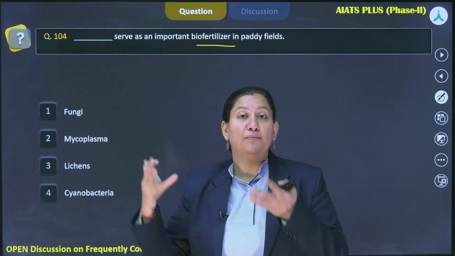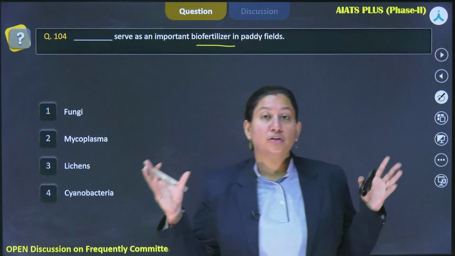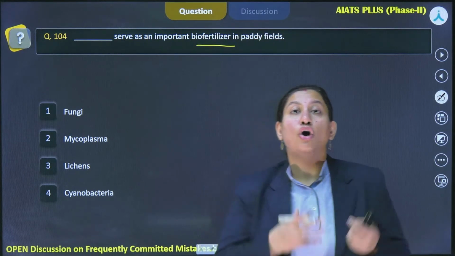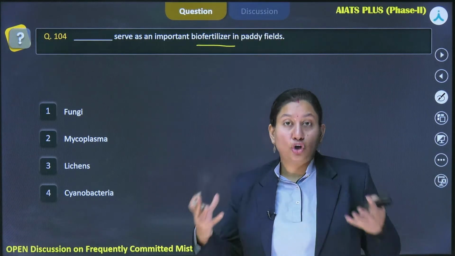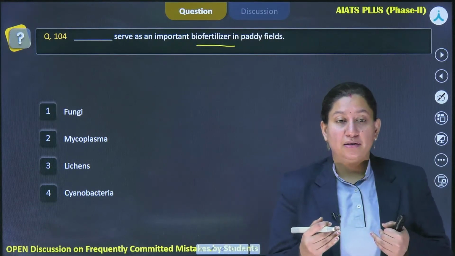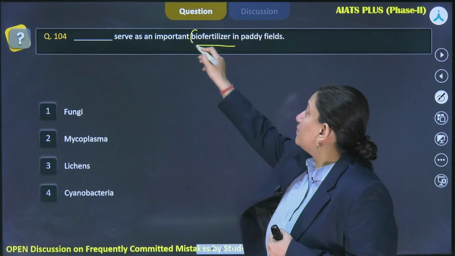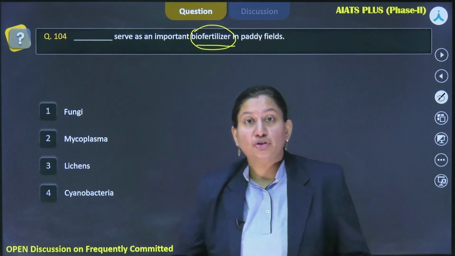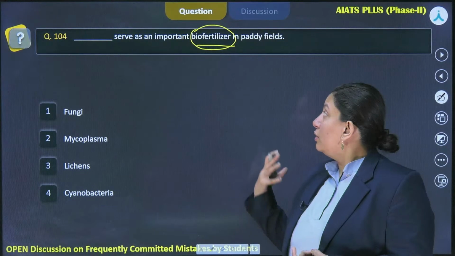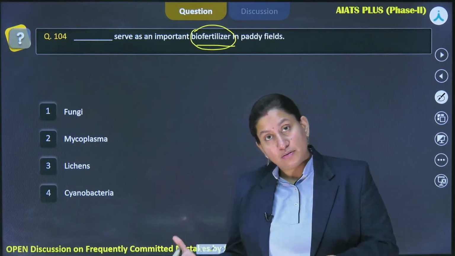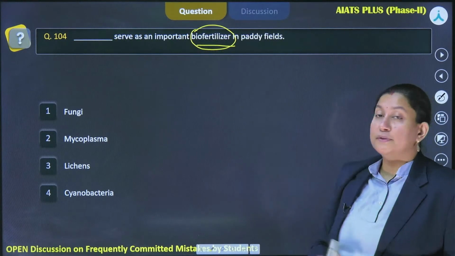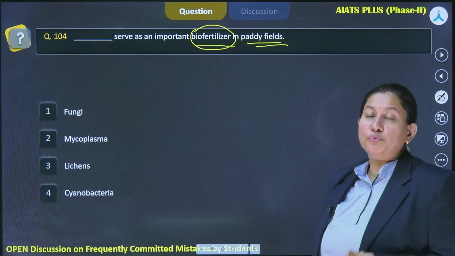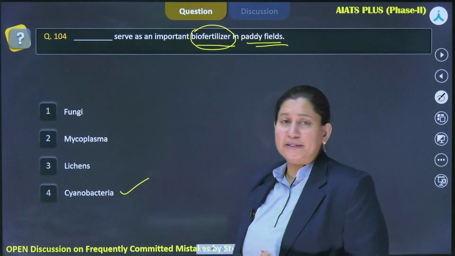So that is why the concept of biofertilizers also came into picture, because at one point of time during the green revolution we used a hell of a lot of chemical fertilizers, but the consequences we faced later were a lot of structural and physiological deformities. In order to reduce that dependence on chemical fertilizers, the concept of biofertilizers came into picture, in which we use microorganisms to enrich the soil with nutrients, right? So for this we have used bacteria and fungi to serve the purpose of biofertilizers. But when we talk about paddy fields specifically, the important biofertilizers would be cyanobacteria, correctly depicted in option 4.